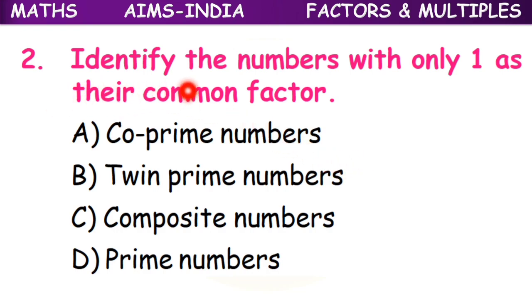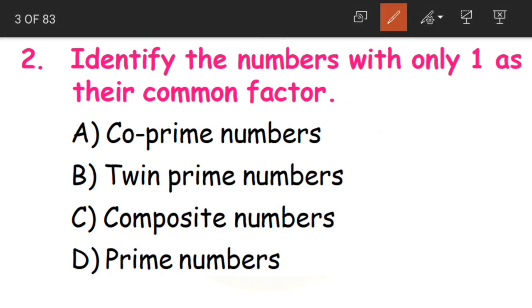Now coming to question 2. Identify the numbers with only 1 as their common factor. Option A, co-primes. Option B, twin primes. Option C, composite numbers. And option D, prime numbers. Now what is the answer for this? It is option A, co-prime numbers.